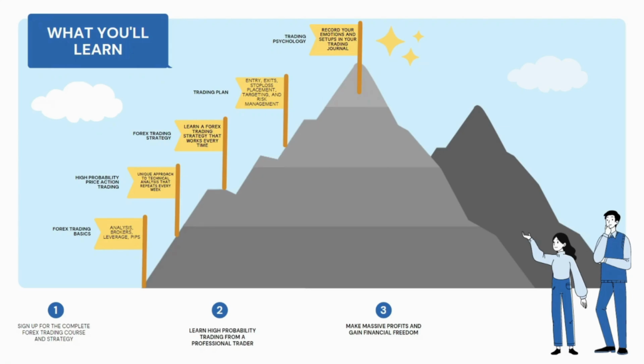And secondly, you'll learn high probability price action trading. This is a technical analysis approach that is very unique, and it focuses on high probability scenarios in the market that repeat every week. So we have very specific times of day and days of the week that you need to be trading. We have very clear reference points in the market that we can use to position ourselves for those high probability scenarios, and then we'll also know exactly where the market is going every week by doing daily and weekly analysis.